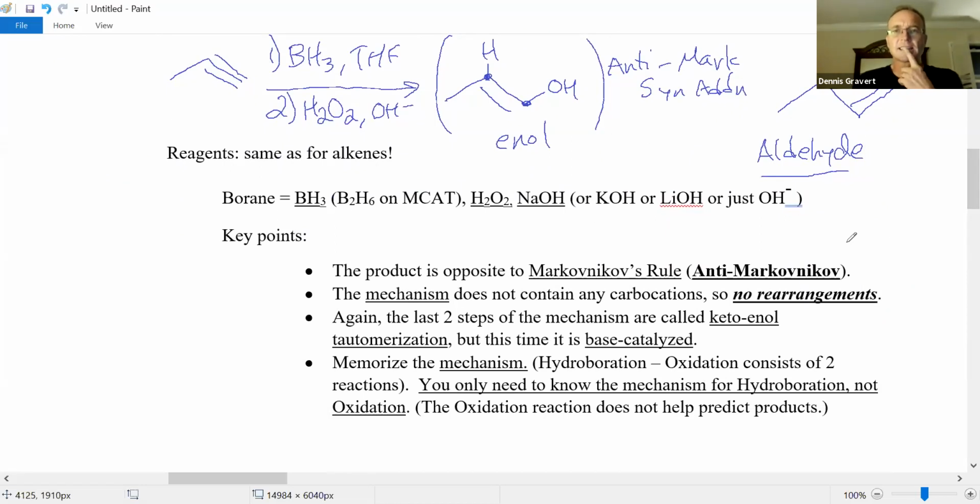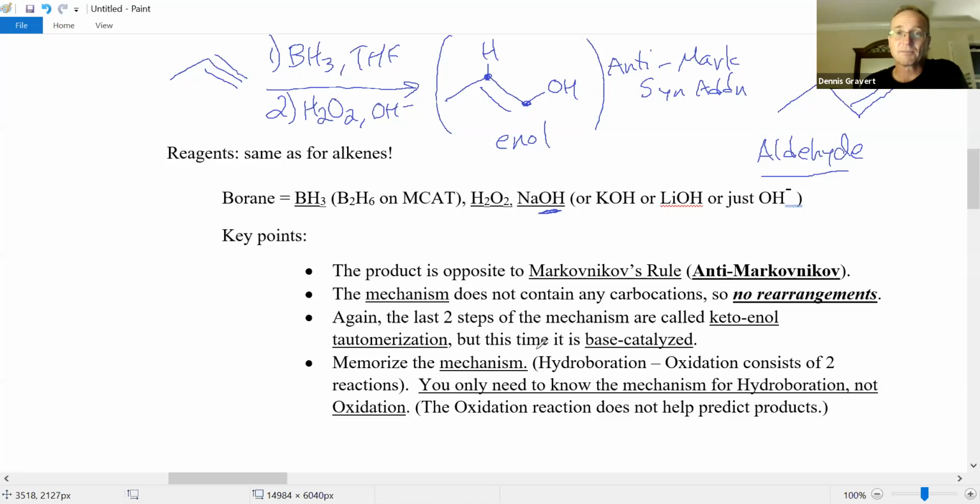Okay, key points. I think I hit most of these. It's anti-Markovnikov. No carbocations, no rearrangements. Yay on that. Last 2 steps, keto enol tautomerization, but now it's base catalyzed. Wait, why is it base catalyzed? Oh, because you're using a base. Okay, but that's information we'll use next semester. I'm hoping you hang on to these key concepts. You'll review them when we see new stuff next semester.